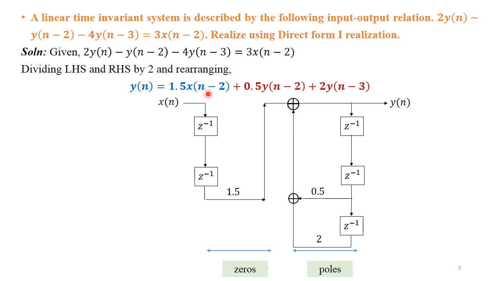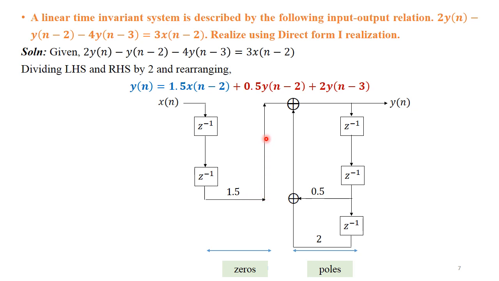Never make a representation for 2 delay elements. You are not supposed to write it as z to the power of minus 2. That is wrong. You must realize individual delay elements. So this is one delay element, this is the second delay element. At this point we have x of n minus 2. Now multiply that with 1.5. So we have multiplied with 1.5.